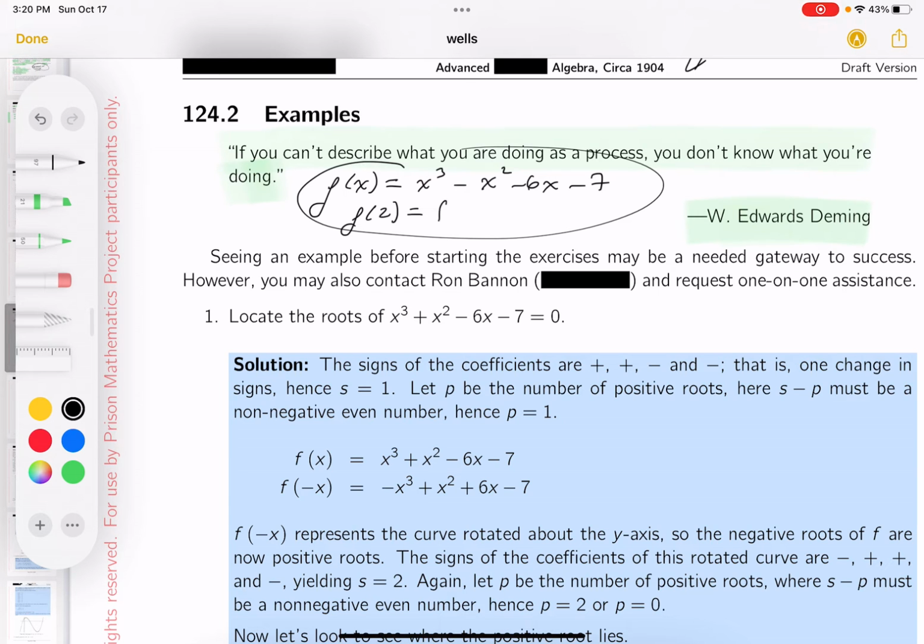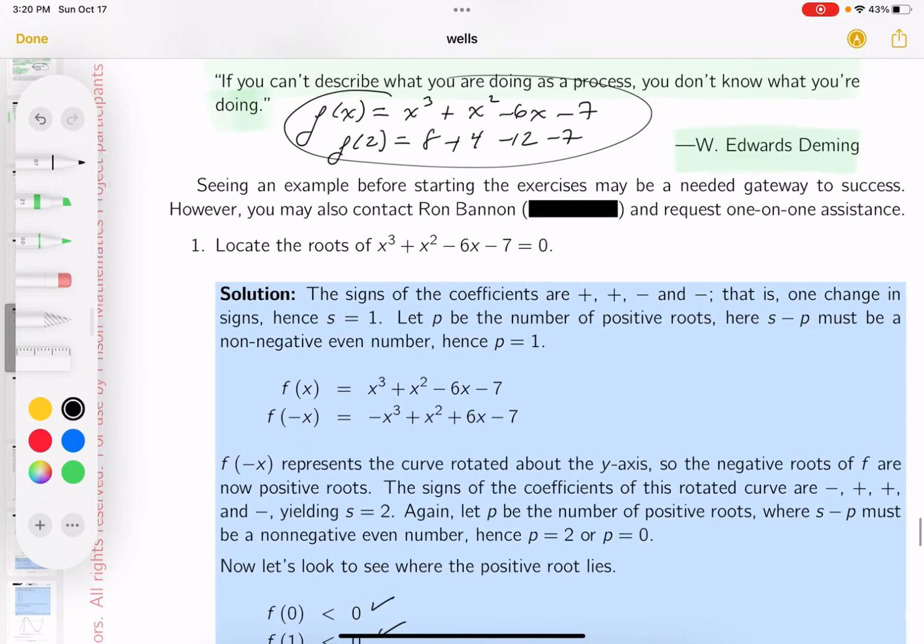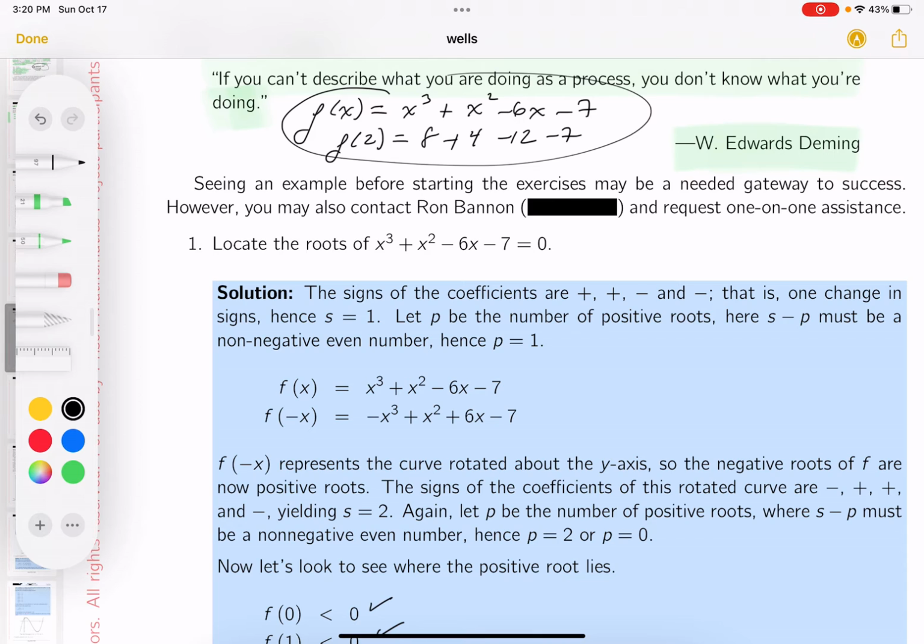You can get 8 minus 4 minus 12. Oh, you know what? That's a plus sign. Sorry about that. Minus 12 minus 7. Let's see if I did that right. Yeah, definitely a negative number. So I got negative, negative, negative. I got to keep going.